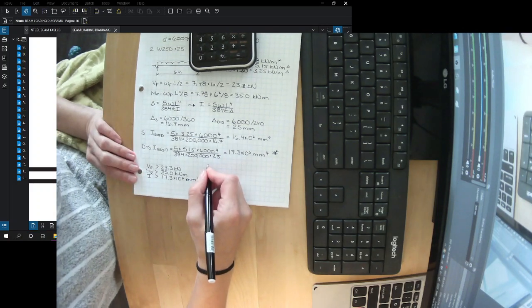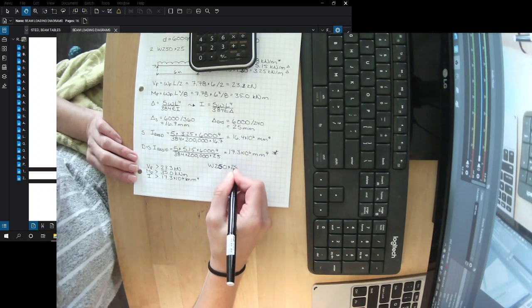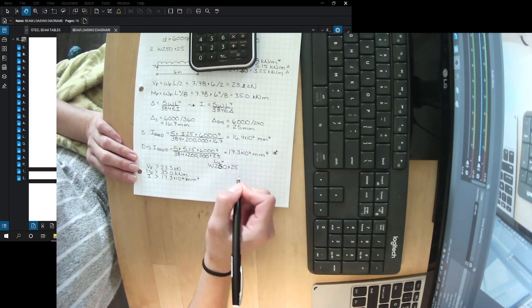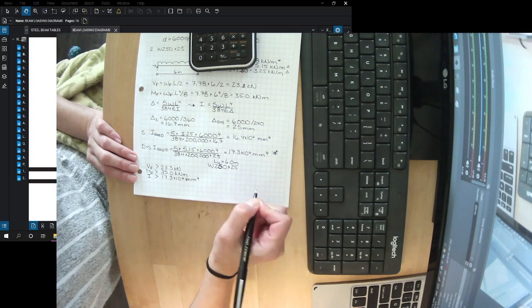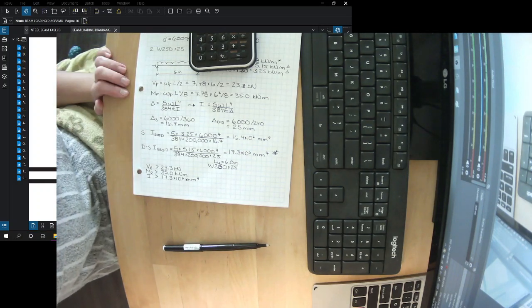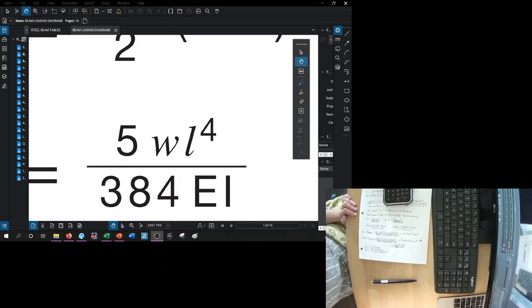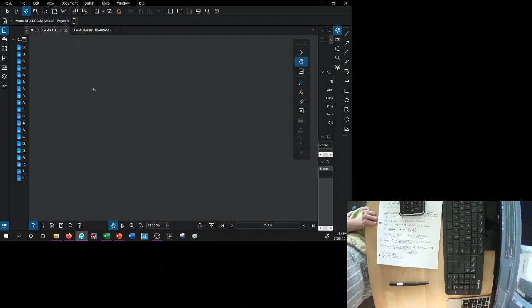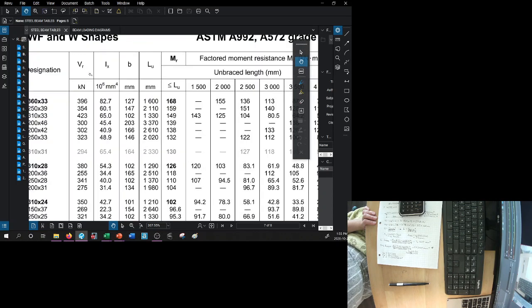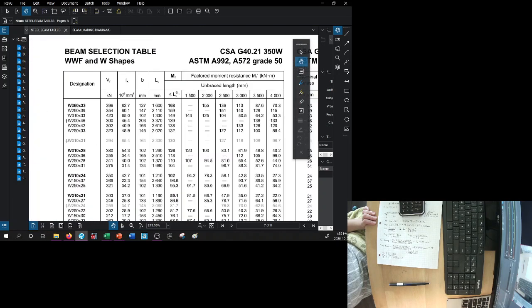Now the first thing they asked us was, does a W250 by 25 when it has an LU of its full length, or 6 meters, does that work? So not braced by our open web steel joists. So let's go to our steel beam tables. If we come to our steel beam tables, you can see here we've got a column for VR, we've got a column for I, which is pretty handy, and we've got all kinds of columns for MR. It gives you various unbraced lengths here. So we can look up what we need.